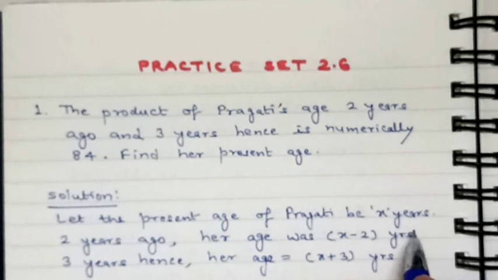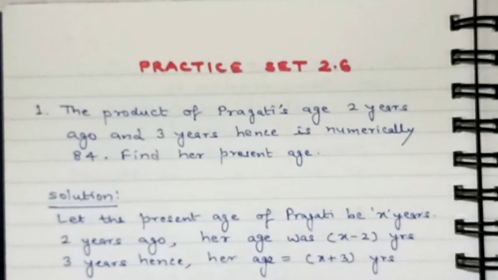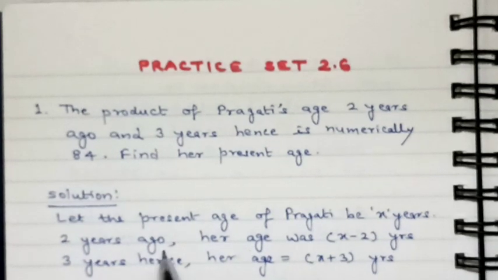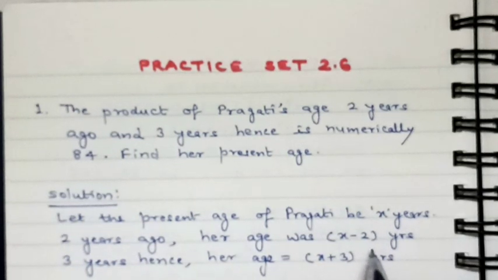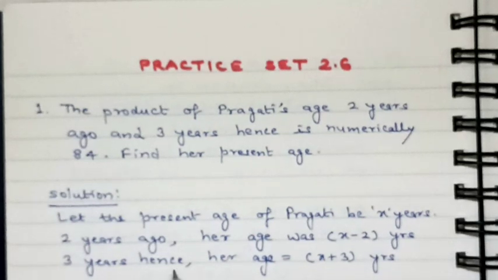Now after this we have to use the condition. For that we need Pragati's age 2 years ago and 3 years hence. 3 years hence means after 3 years. So I'll write 2 years ago her age was x minus 2 years. To find the age we have to subtract 2 because you are finding out the age before 2 years, and for after you have to add. So 3 years hence her age will be equal to x plus 3 years. You are adding 3 here whereas you are subtracting 2 before.